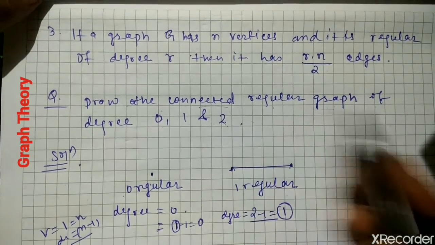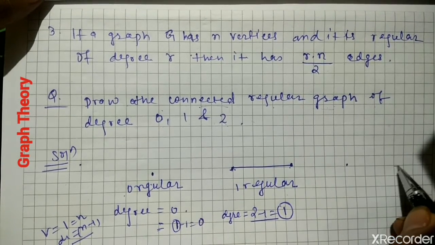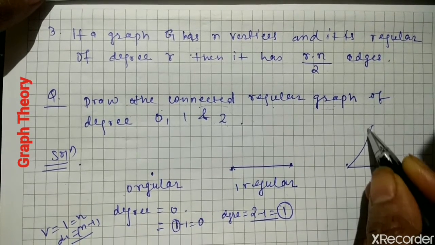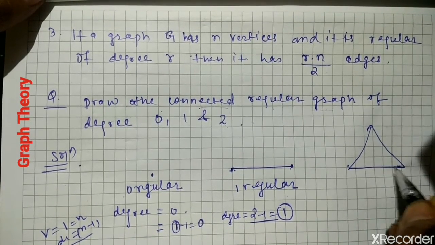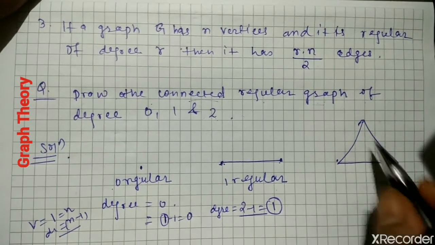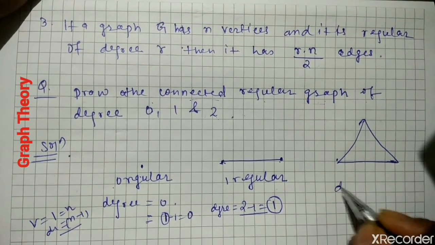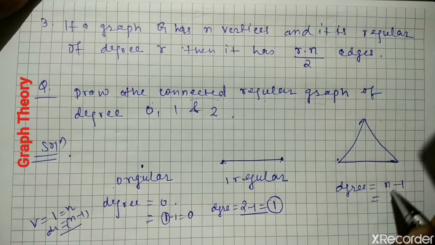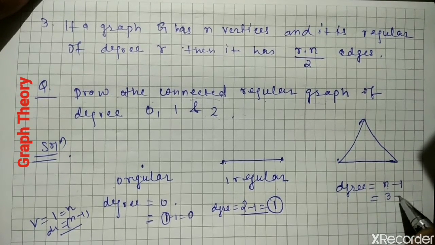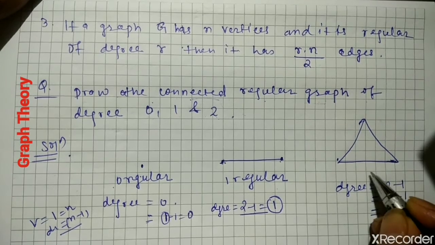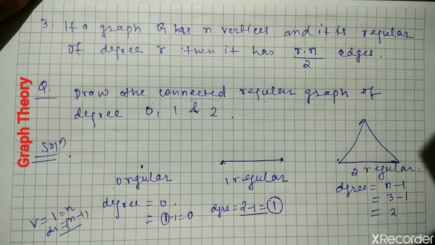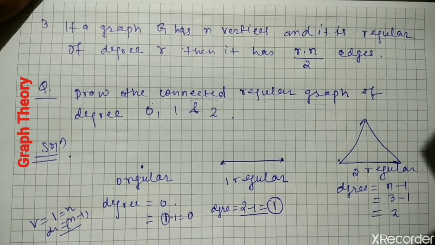Next is degree 2. So 1, 2, and then 3. If we join these, we see a triangle having 3 edges. Here the degree is n minus 1, and n is the number of vertices, that is 3 minus 1, which is 2. So this is known as a 2-regular graph.